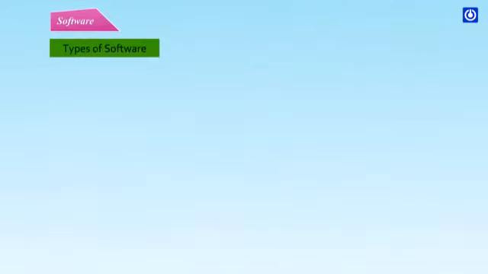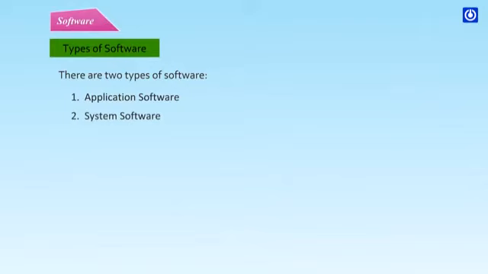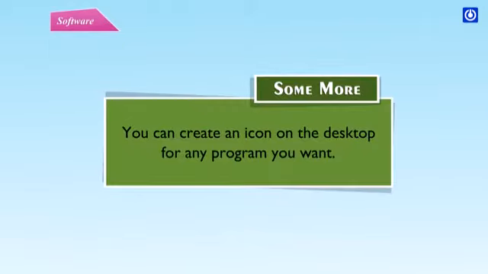Types of software. There are two types of software: application software and system software. Some more. You can create an icon on the desktop for any program you want.